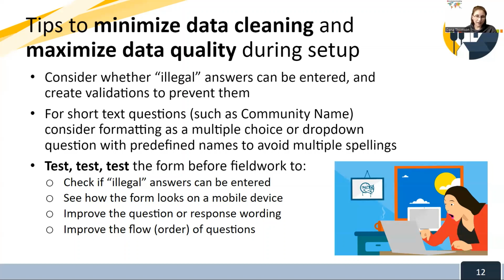So what you want to do now is try to think of any text-based questions and try to make them a multiple choice or a drop-down and predefine as many names as possible. You can always add an other category, and in Google Forms, you can put other and then have somebody type in something that wasn't in the list. So that might be a helpful way to minimize the number of multiple spellings of the same thing.